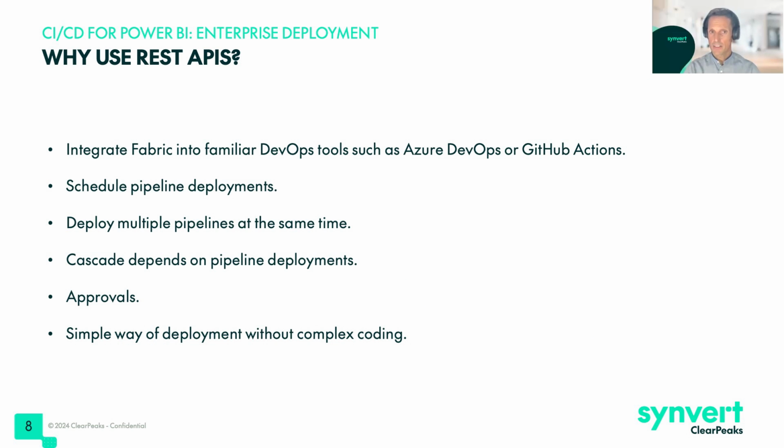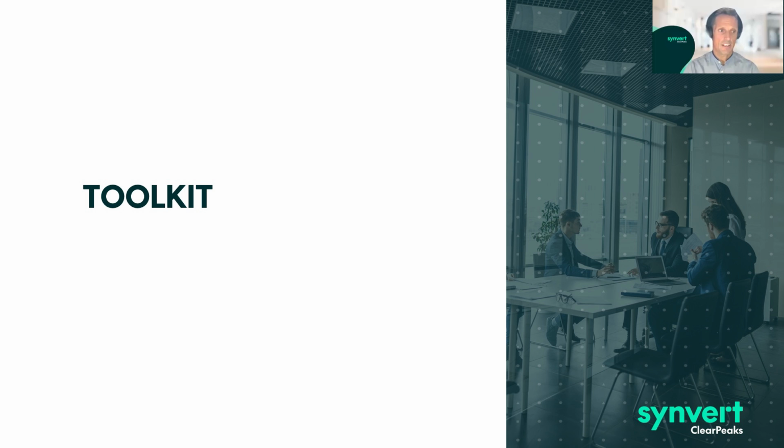Why use the REST APIs? There are lots of use cases. These are some of them. We can integrate the Fabric content into familiar DevOps tools such as Azure DevOps. We even have the option to use GitHub Actions. We can schedule the pipeline deployments, automate the deployment of multiple pipelines at the same time, cascade dependencies and approvals, and it's also a simple way of deployment without complex coding, as you will see in the demo.